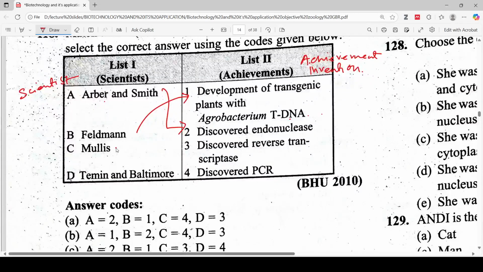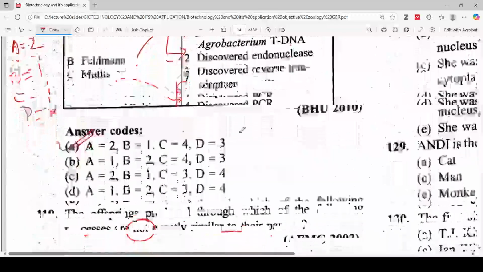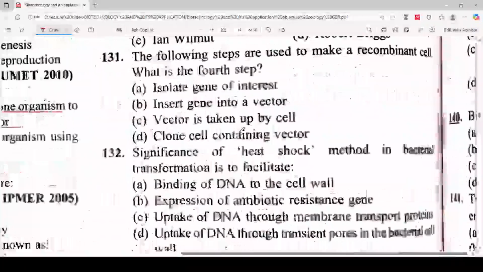So option C, Mullis, he discovered PCR, and Temin and Baltimore discovered reverse transcriptase. Then if you arrange, A matches with 2, B matches with 1, C matches with 4, D matches with 3. So the correct answer is option A. Okay, let's move to the next question here.